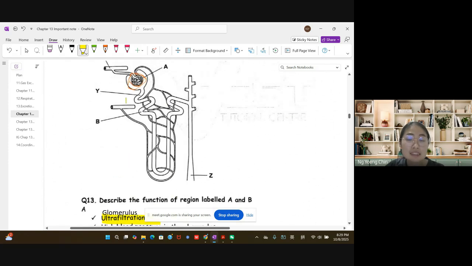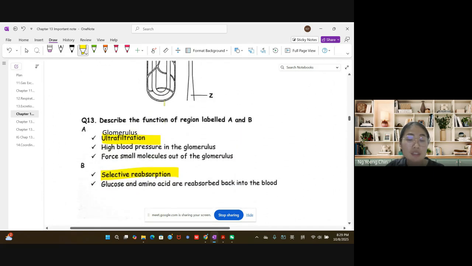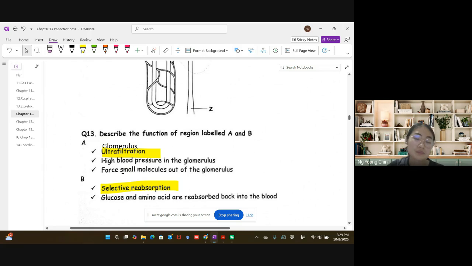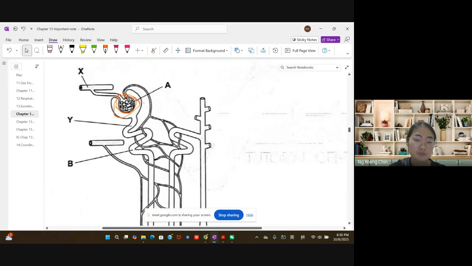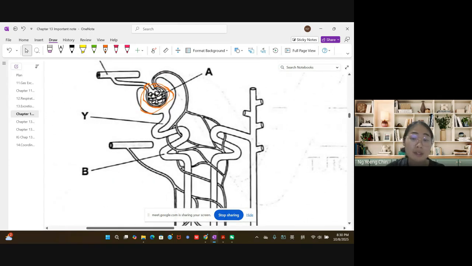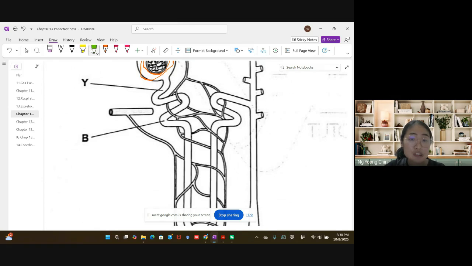This B, selective reabsorption, will be the proximal convoluted tubule. So glucose and amino acid are actually reabsorbed back into the blood inside the proximal convoluted tubule. You can see this is the region for the proximal convoluted tubule. It's here.